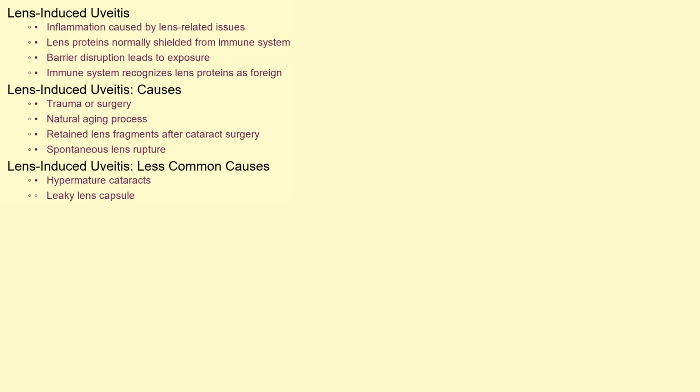Lens-induced uveitis, as the name suggests, stems from issues related to the eye's lens. Typically, the lens is shielded from the immune system. However, trauma, surgery, or even the natural aging process can disrupt this barrier. When lens proteins are exposed to the immune system, it recognizes them as foreign substances, triggering an inflammatory response. A common cause is retained lens fragments after cataract surgery. Less frequently, it can cause spontaneous lens rupture or even hypermature cataracts where the lens capsule becomes leaky.